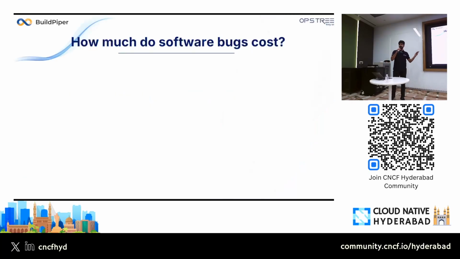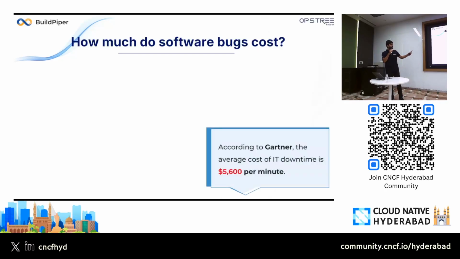So the question starts with: how much do software bugs usually cost? According to a survey done by Gartner, it costs around $5,600 per minute for downtime in production. So if you extrapolate that to an hour, that will wipe out an engineering budget of a small scale company, probably an annual budget of a small scale company.